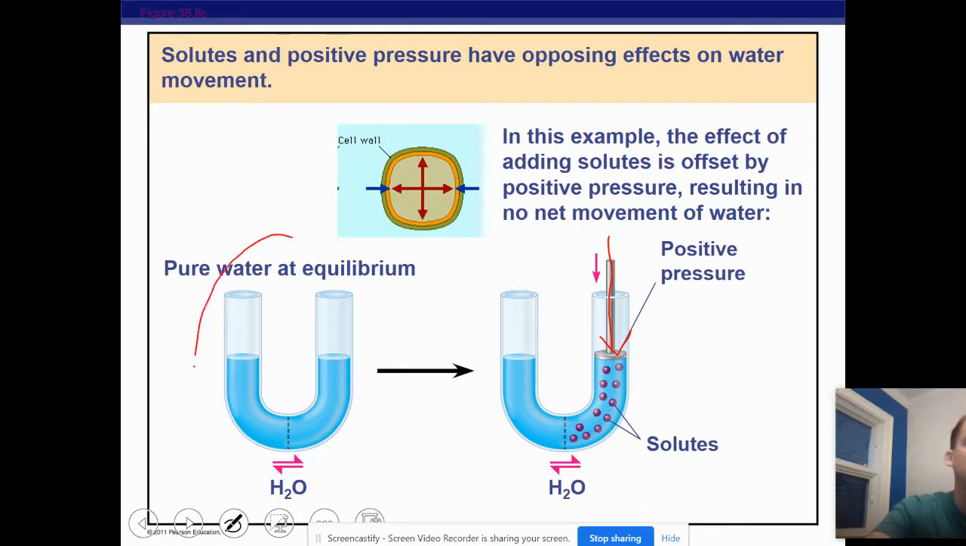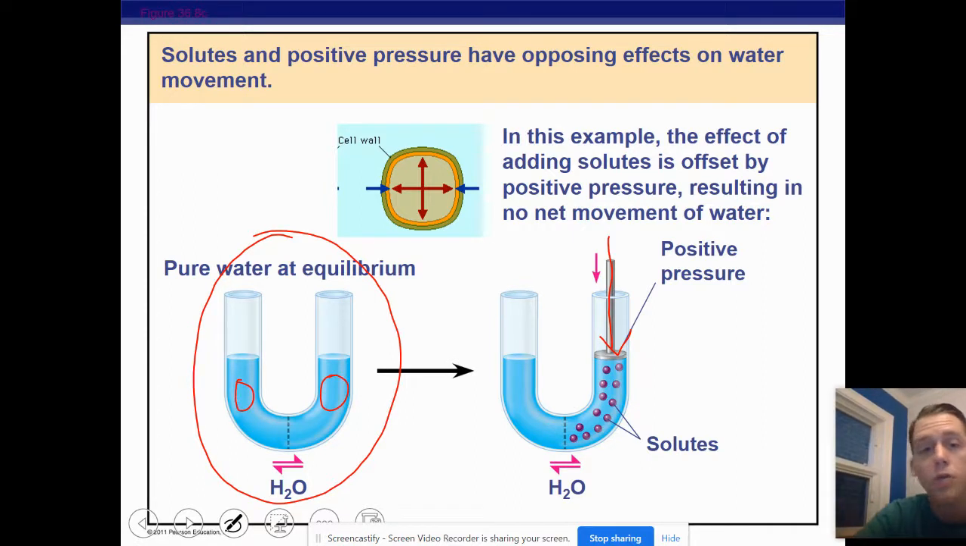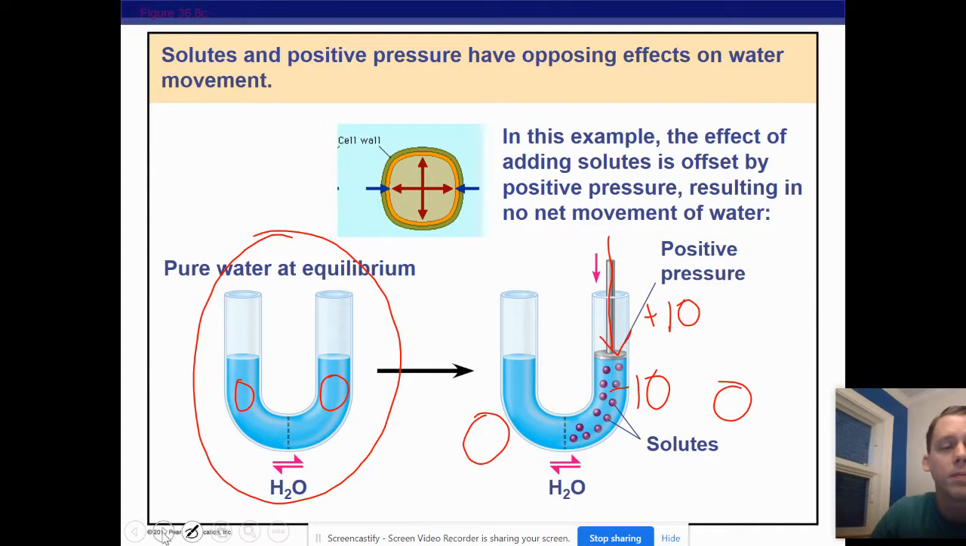So let's start off on the left. We basically have a water potential on each side of 0. So there's no net movement. Now, when we added the solute, we turned this into a negative 10, but the plunger gave us a positive 10. So is the water actually going anywhere? No, because the net water potential is still 0 on either side. This is the effect of a cell wall.